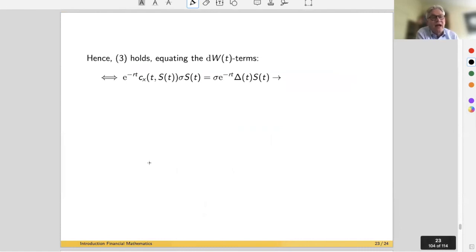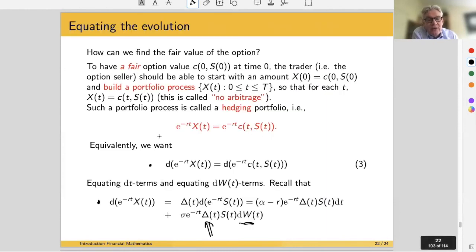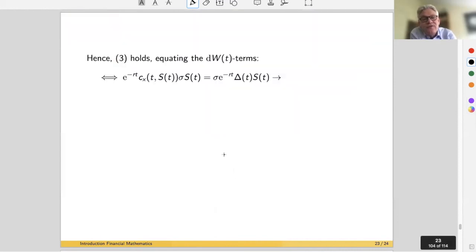That's on the next slide. So we want to equate the dW terms in equation 3. Equation 3 is the dynamics of the discounted portfolio equal to the dynamics of the discounted call option value.